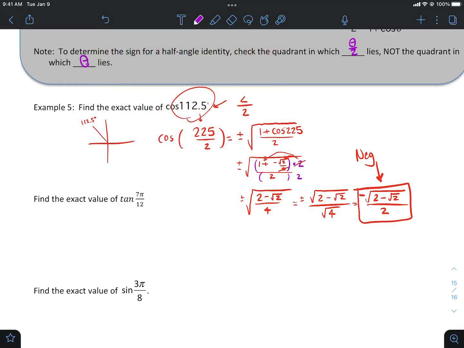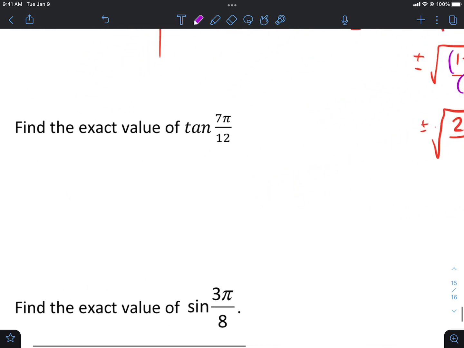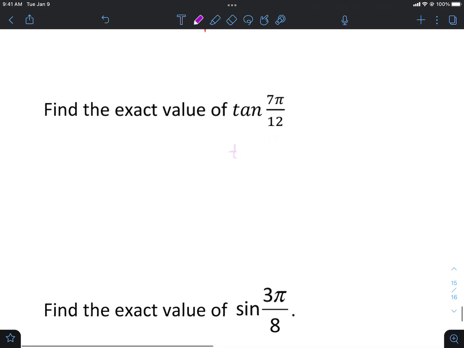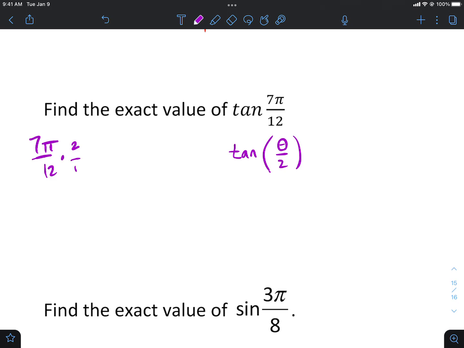Find the exact value of tangent of 7 pi over 12. It's a little bit harder, in my opinion, when it's in terms of pi. You want to eventually make this tangent of some type of theta over 2. A good rule of thumb is to go off to the side and double your angle, so you multiply by 2. You could say, hey, that's 6, and then that reduces to 1.